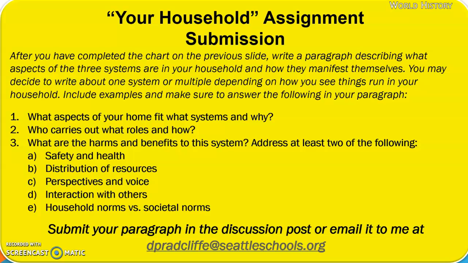And address two of the following. How does it impact safety and health? The distribution of resources in the house, perspectives and voice, interaction with others, household norms. How do your household norms compare to societal norms? You can submit this in a paragraph in the discussion post, or email it to me. Really just trying to think about and analyze what are the power structures that are just really close to you, as well as the ones we've talked about in the nation and around the world.